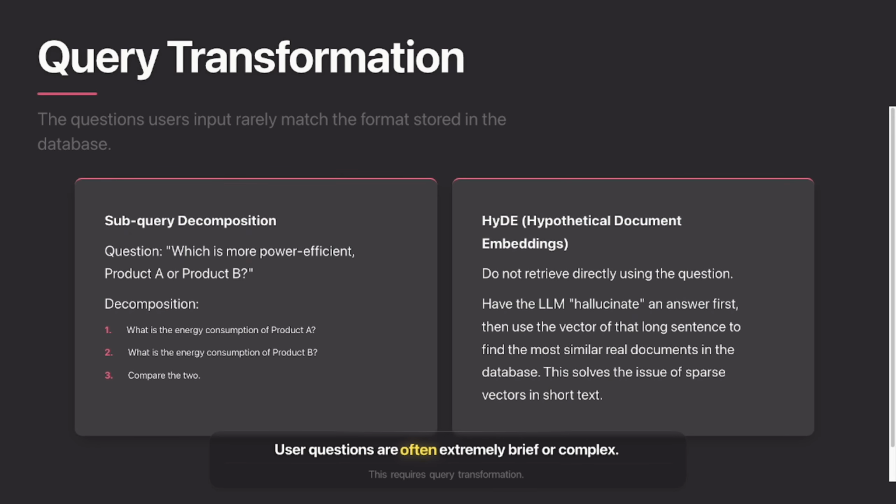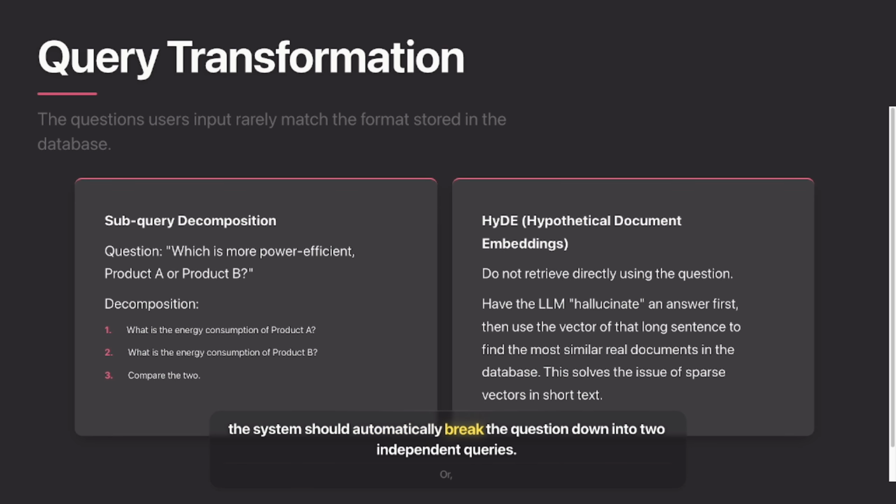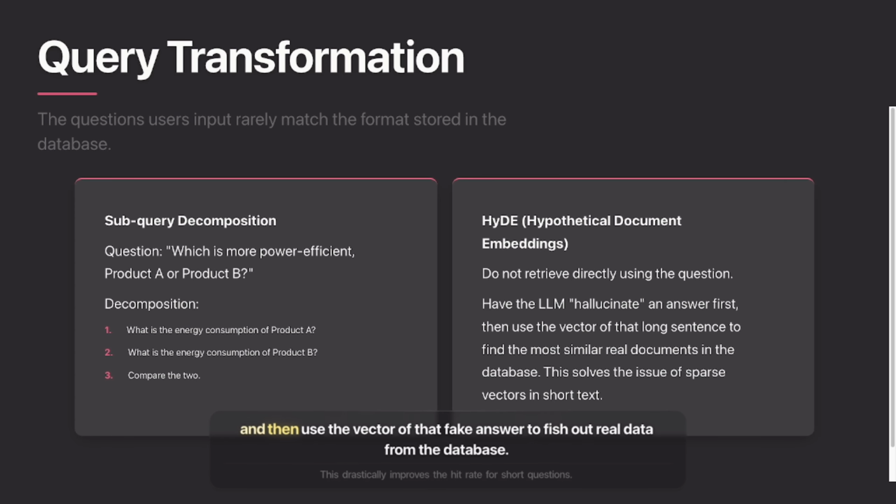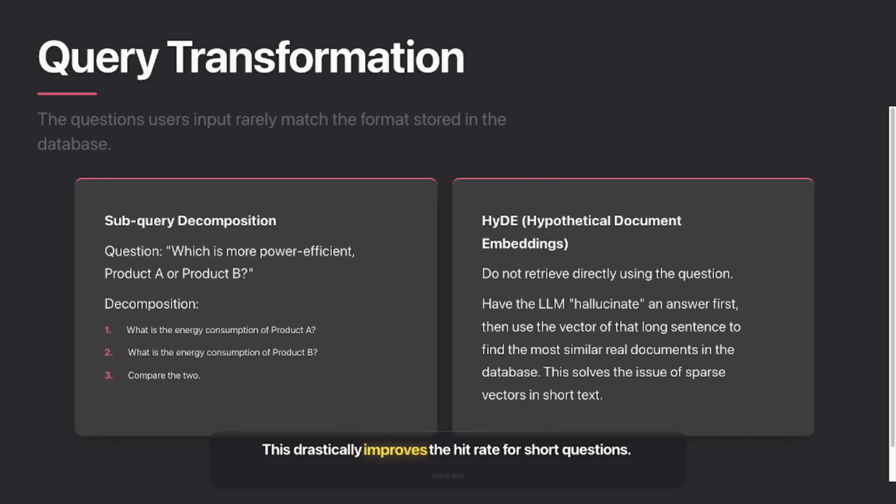User questions are often extremely brief or complex. This requires query transformation. For example, when a user asks for a product comparison, the system should automatically break the question down into two independent queries. Or by using HyDE, we let the LLM pretend to answer first and then use the vector of that fake answer to fish out real data from the database. This drastically improves the hit rate for short questions.